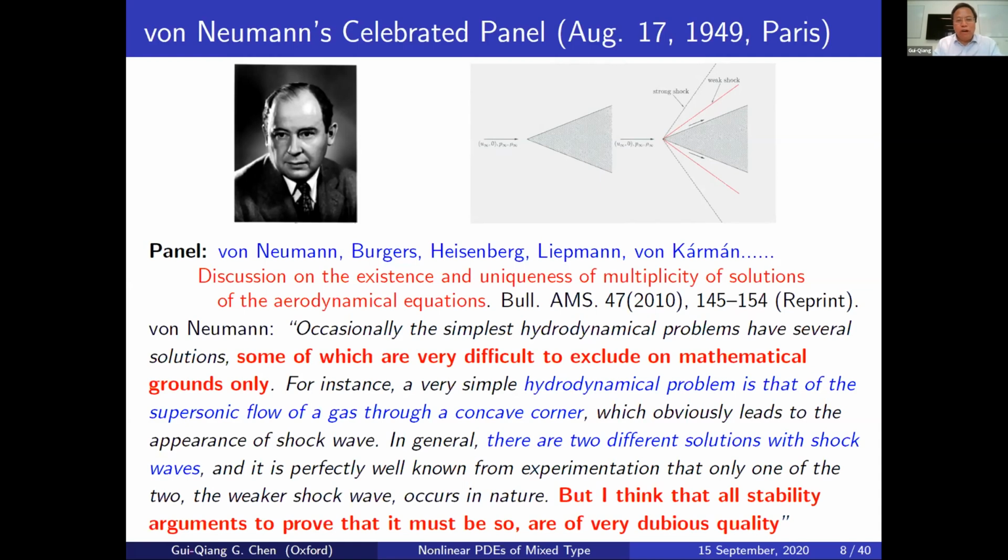It is perfectly well known from experimentation that only one of the two shock waves occurs in nature. He pointed out, I think all stability arguments to prove that it must be so are of very dubious quality. So he was not very optimistic about how to clarify this issue on mathematical grounds only.